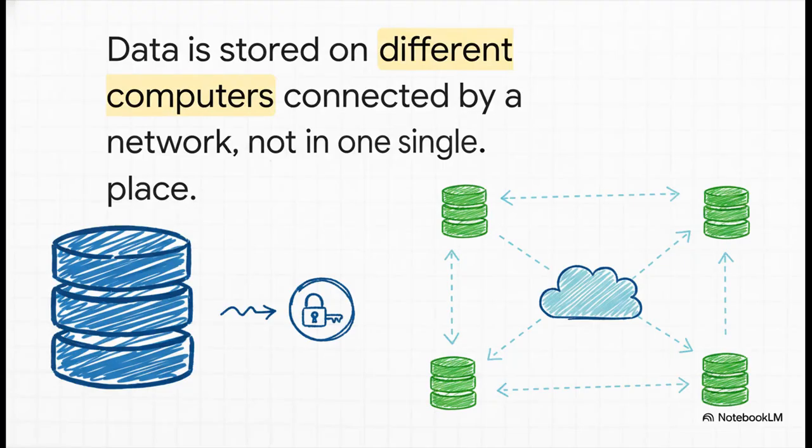At its heart, the idea is actually pretty simple. Unlike a traditional database that lives on one big, powerful computer, a distributed system spreads the information out. It's scattered across a bunch of separate computers or sites, and they're all connected by a network. That network could be anything, really, a super fast local connection or just the regular old internet.